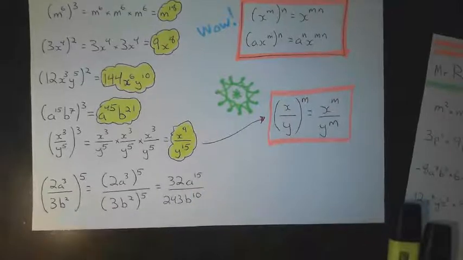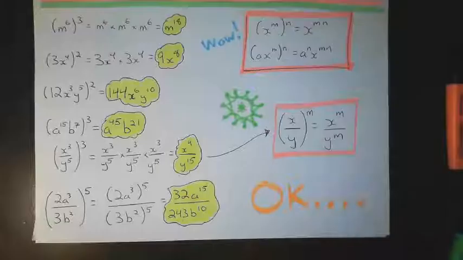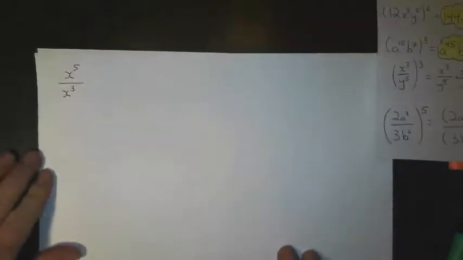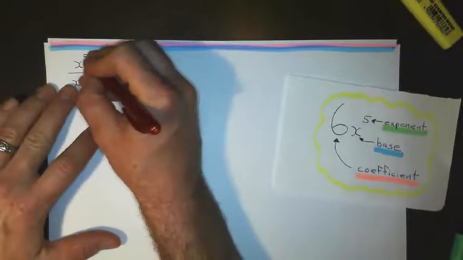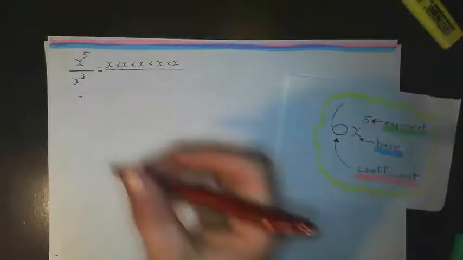Okay, so if you're still with me, hanging in there, we've got one more thing to do, and that's just division. Problems like this. So take a look at this one, x to the 5th divided by x cubed. Okay, and I'll write this one out in full to get the idea. X to the power of 5 means x times x times x times x times x, and x cubed means, well, you get the idea. Okay, so that's it in full. We're not going to do that every time. This is just to get the idea.